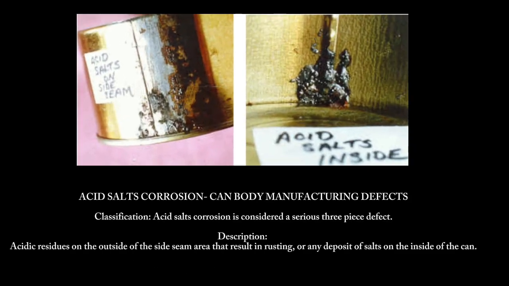Acid salts corrosion in can body manufacturing defects. It is a serious defect found in 3-piece cans. It typically appears as rust on the outside of the side seam or as visible salt deposits inside the can. This issue arises when acidic residues, often from the soldering process, remain on the can surface. These residues usually come from acid crystals added to the solder bath to keep the solder roll clean and well tinned.